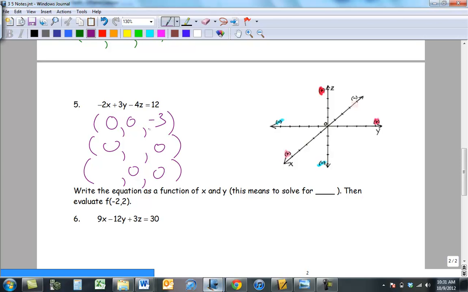0, 0, negative 3. 0, 4, 0. I think you got negative 6, 0, 0. So plot those 3 points. 0, 0, negative 3. 0, 4, 0. Dang, it's way back there.